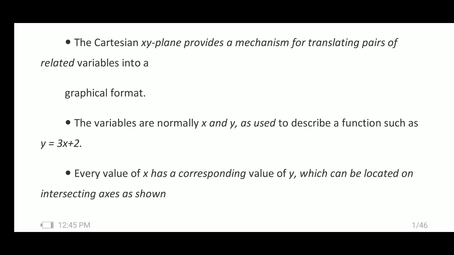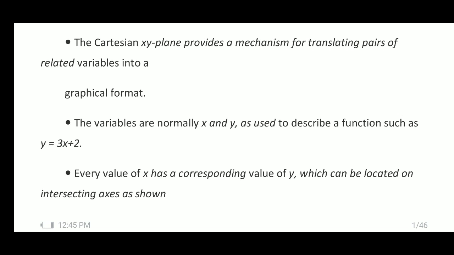The Cartesian xy plane provides a mechanism for translating pairs of related variables into a graphical format. So if you have an xy graph and their coordinates are similar, and you translate those pairs of similar values, the graphical format that is followed is called the Cartesian xy plane. The variables are normally x and y. So the normal graph values are also x and y. They are never more than that. Rather, if it's 3D, it's x, y, z.